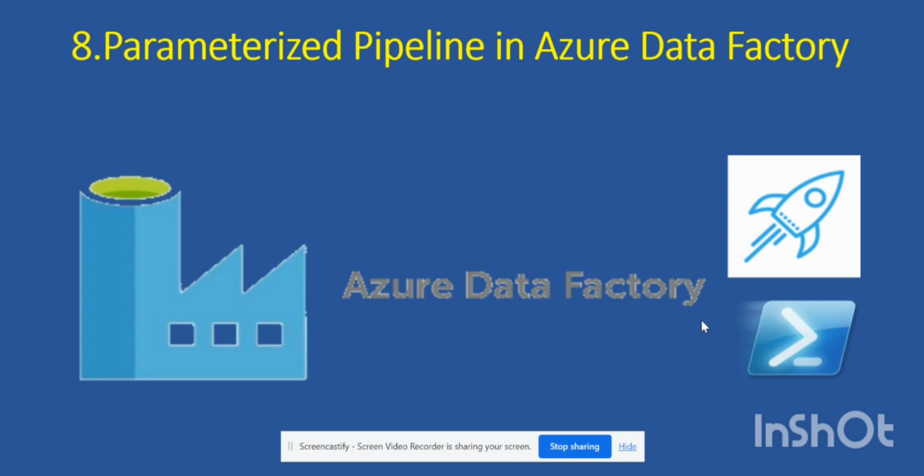First, let me give you the concept of what a parameterized pipeline is. Parameterized means passing a dynamic value during runtime to any parameter which has been created in the data factory, linked service, or datasets.